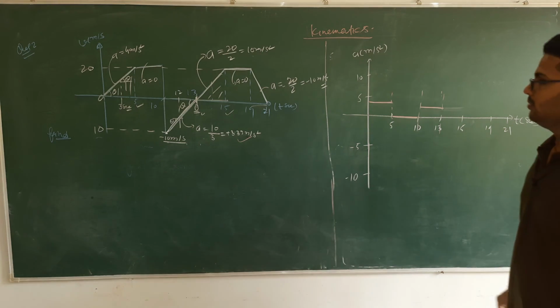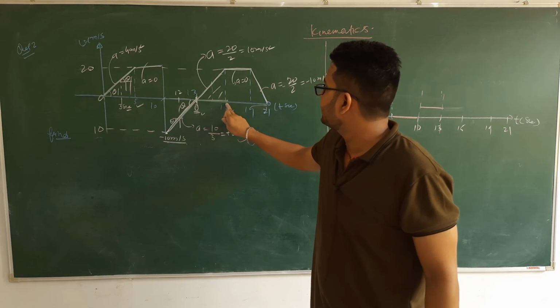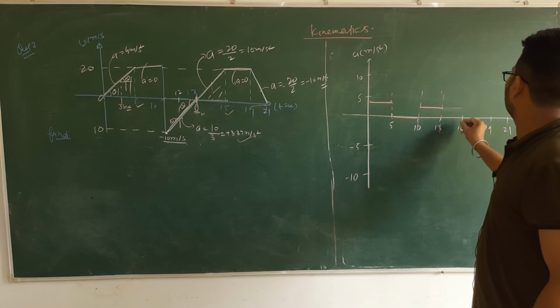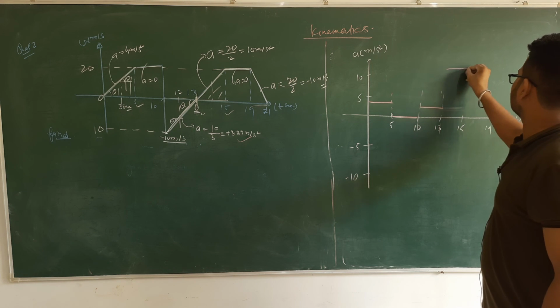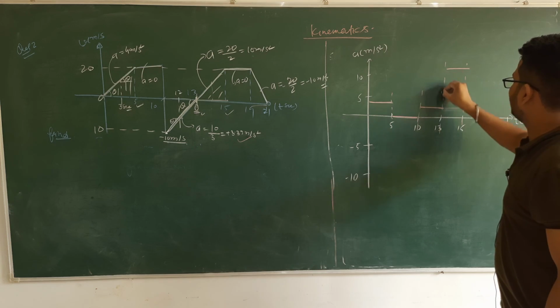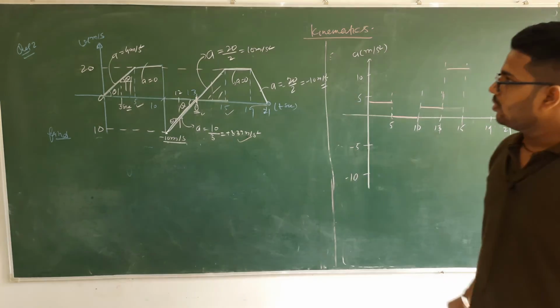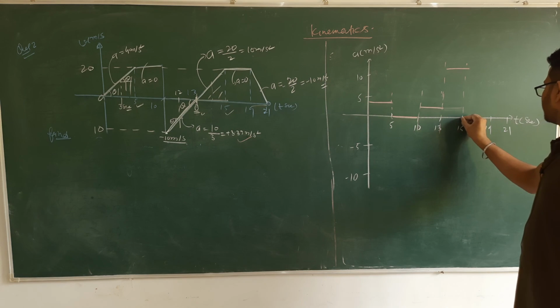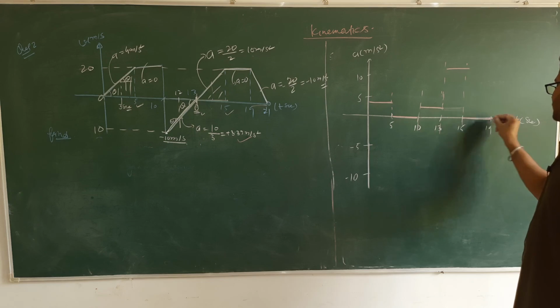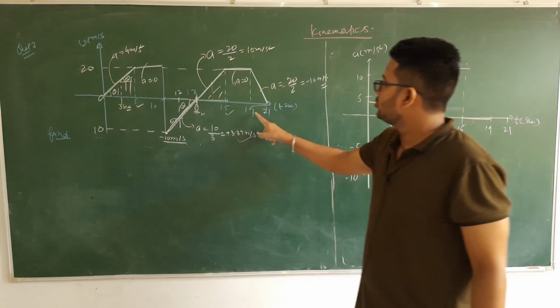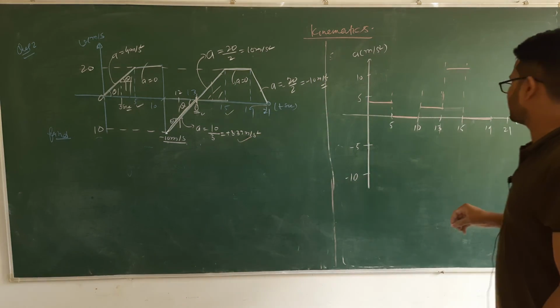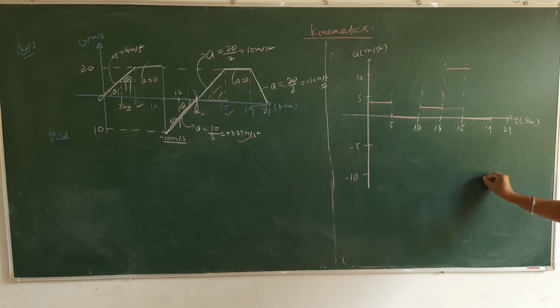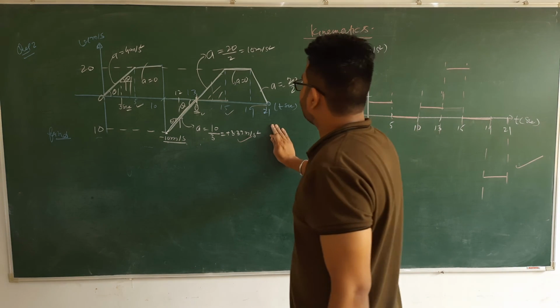Okay beta, between 13 to 15 second interval we have 10 meter per second square. This acceleration is a constant acceleration of 10. Okay beta, what is the time now? 15 to 19 is 0 acceleration, so here is 0 acceleration. Okay beta, for 19 to 21 we have minus 10 meter per second square. Okay beta, so this is the AT graph of this velocity time graph.